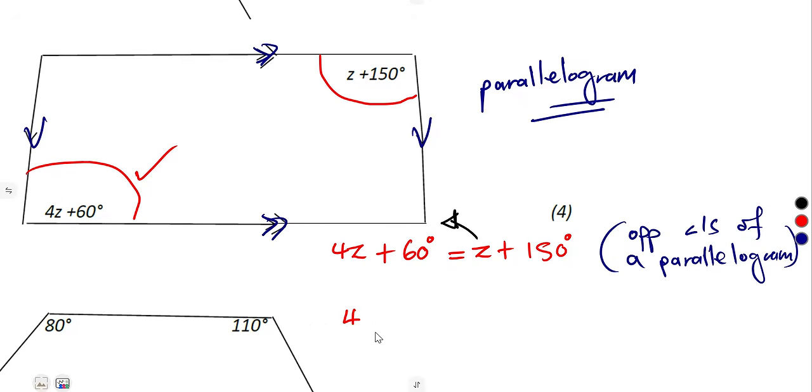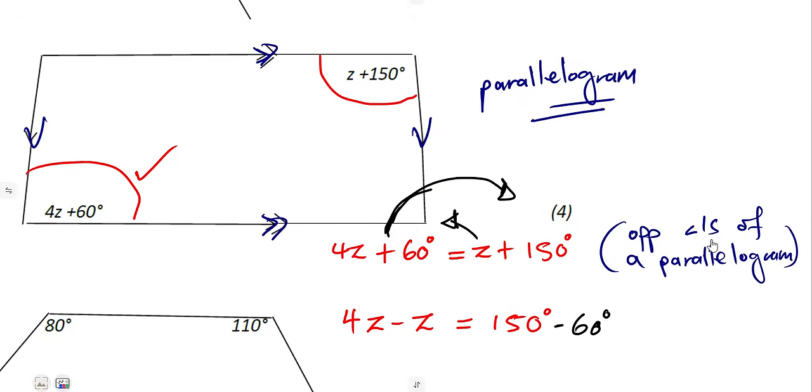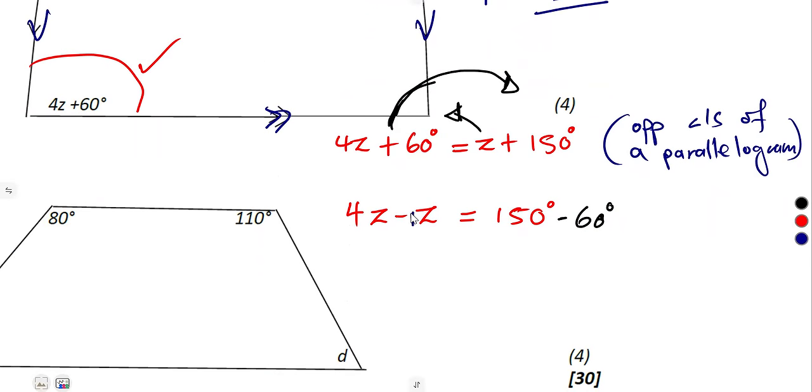It's going to be 4z minus z is equal to, already there is a 150 on the right-hand side. So we're simply going to take the positive 60 to the other side, so that it's going to be a negative. The moment it crosses the equal sign, it changes the sign. So it will be minus 60 degrees there. All right, so that's it, guys. 4z minus z, this is 3z. So 4 minus 1, that's going to be 3. 3z is equal to 150 minus 60, which is 90 degrees.